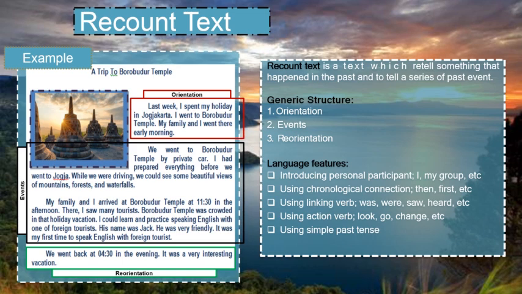The second and the third paragraph are events. It's describing series of events that happened in the past. And the last is reorientation, stating personal comment of the writer to the story. The statement is, "It was a very interesting vacation."